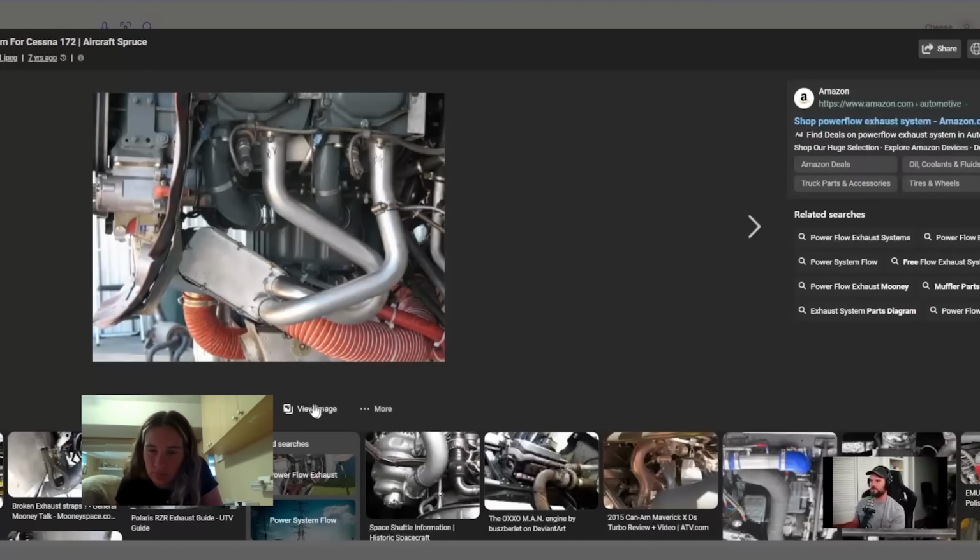So this is the exhaust system of your 172. These silver pipes right here, this is where the exhaust comes out. You see that orange tube? That orange tube goes straight into the cabin. Inside this can right here, these pipes go into it, and these pipes get hot, right?